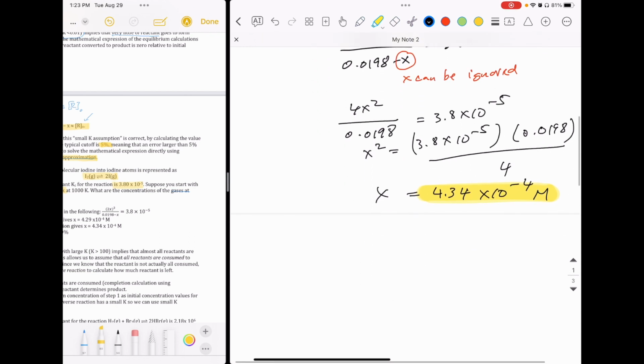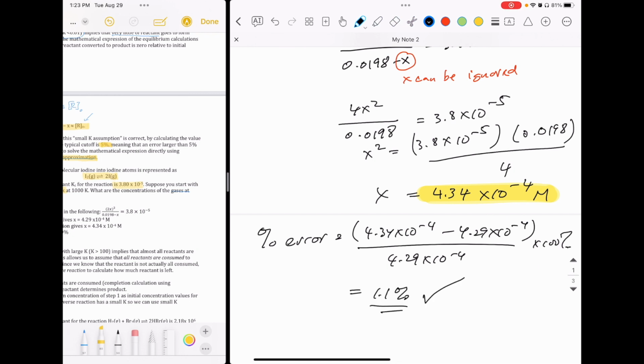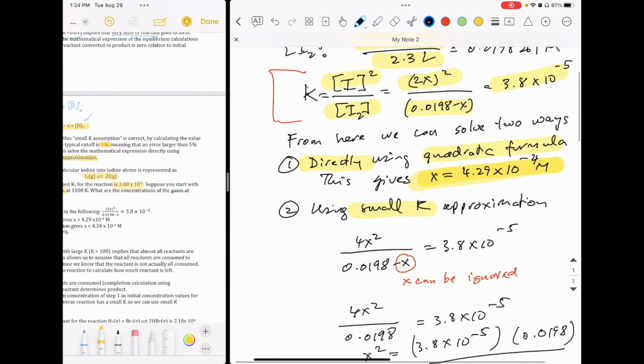In fact, you can check your answer. The way you check your approximation is to take the difference of those two numbers and then divide it by the correct answer and find that percent error, right? 4.34 times 10 to the minus 4 minus 4.29, which is the correct answer, times 10 to the minus 4, over 4.29 times 10 to the minus 4, times 100%. You end up getting 1.1%. Now, of course, that means that your error level is way below that 5% cutoff that we said we want to use. So that assumption is acceptable. And in fact, it makes our life a lot easier mathematically. Hopefully you can see that.